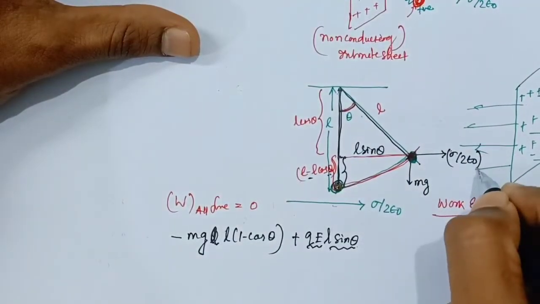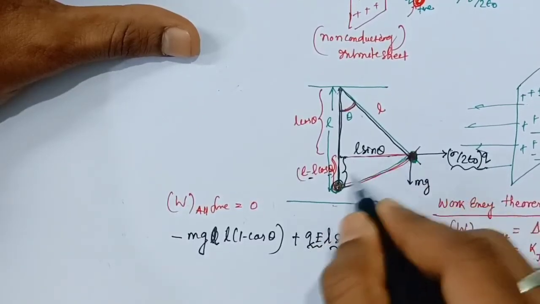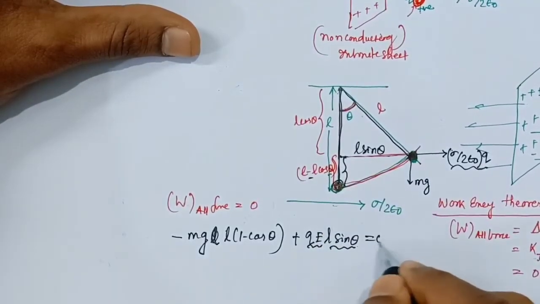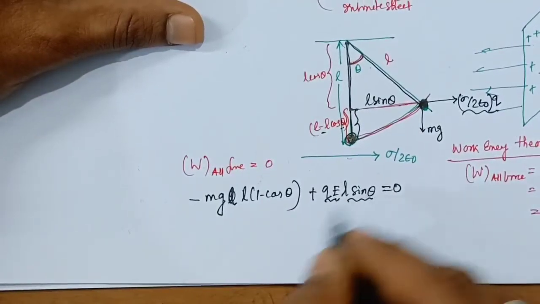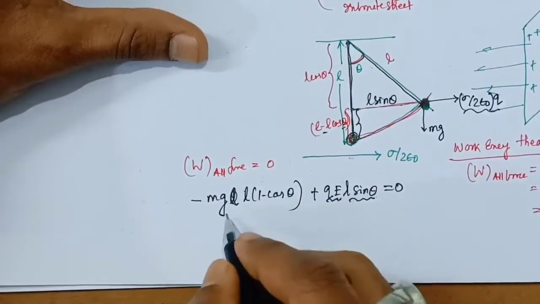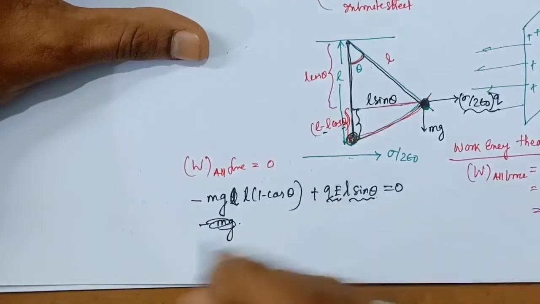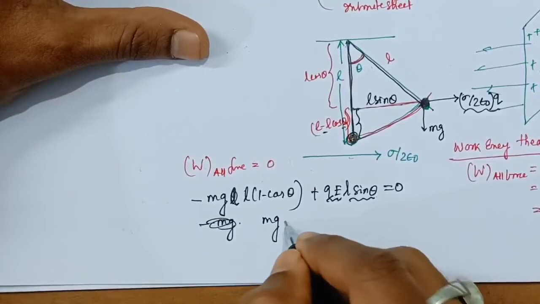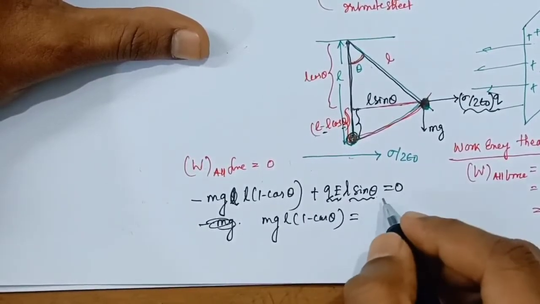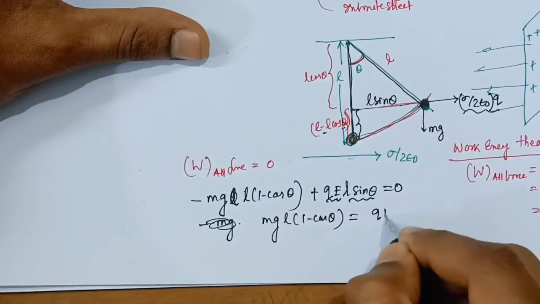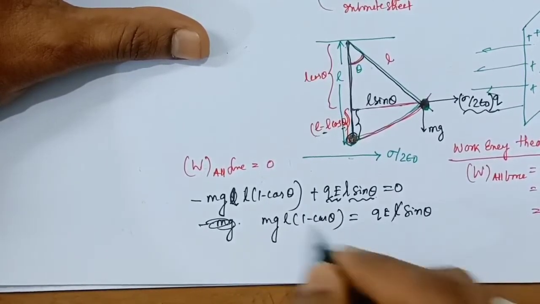This is your electric field into charge Q giving rise to the force, and displacement is L sin theta. Total work done equals 0, so this is very important. I'll put the value of E as sigma by 2 epsilon naught. Proceeding in this fashion, this is minus mg. One can arrange this as mgL(1 minus cos theta) equals QE L sin theta. A little arrangement here, the L cancels.